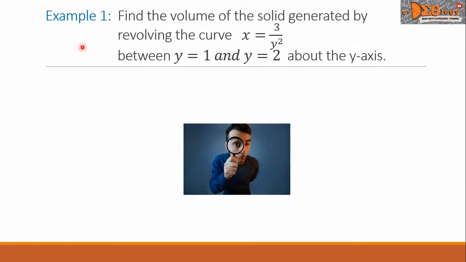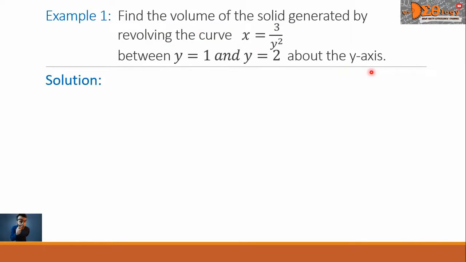Let us see example 1. Find the volume of the solid generated by revolving the curve x equals 3 over y squared between y equals 1 and y equals 2 about the y-axis. Let us write the volume formula, then let us substitute the corresponding values. So the V now equals the definite integral from 1 to 2.